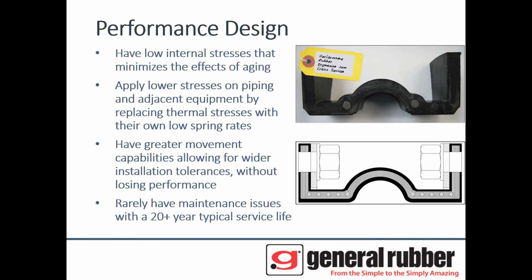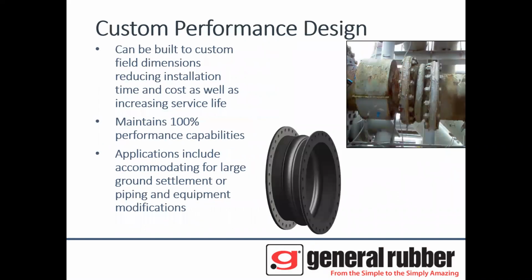Performance joints have low internal stresses, which makes them last longer because they're not under higher stress. They apply lower stresses to the piping and equipment and replace the thermal stresses with the low spring rate of the joint. They have greater movement capability and a wider installation tolerance. We could go maybe a quarter, 3/8, even half-inch installation tolerance, where the non-performance may be restricted to 1/8 of an inch. They rarely have any maintenance issues, and have a plus 20 years service life.